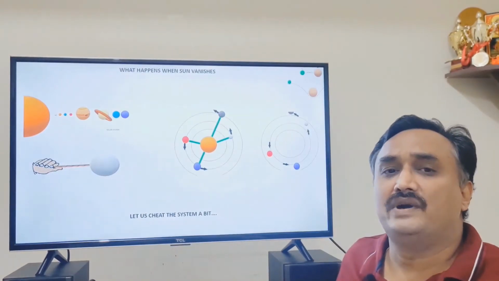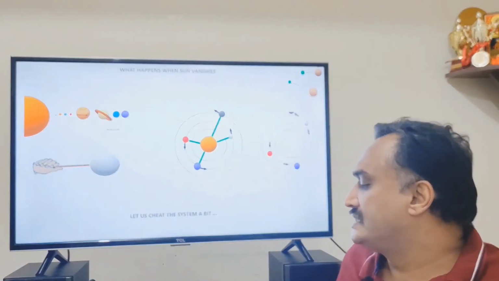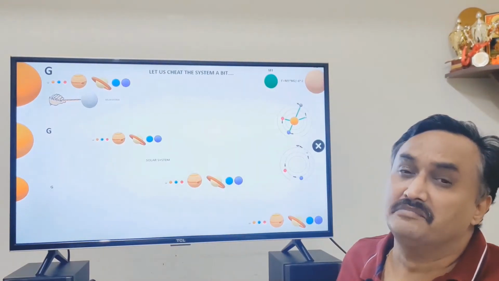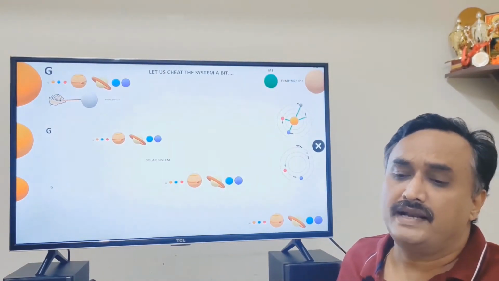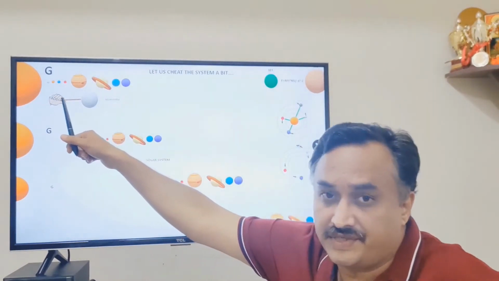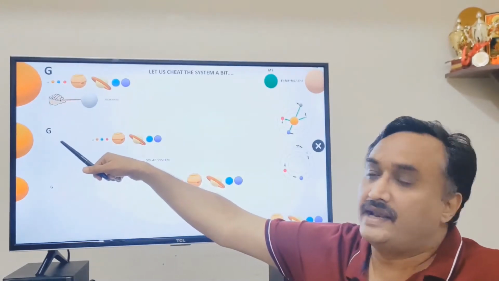But is that how it happens? Let us cheat the system a bit. Let us not reduce the sun or vanish the sun completely in a go. Let us do that gradually. So imagine you have a sun which is 100%, bring it down to 99.